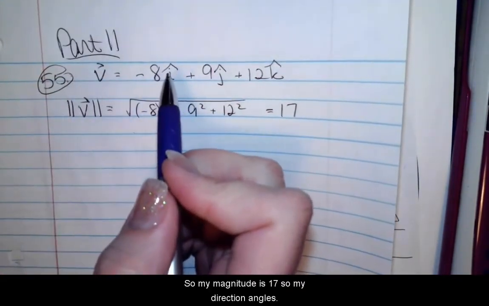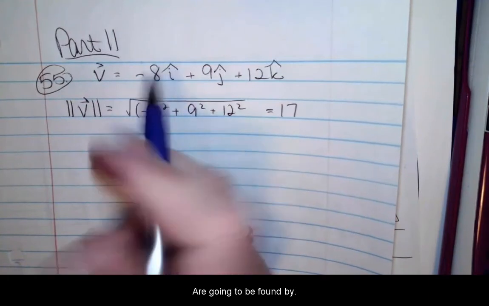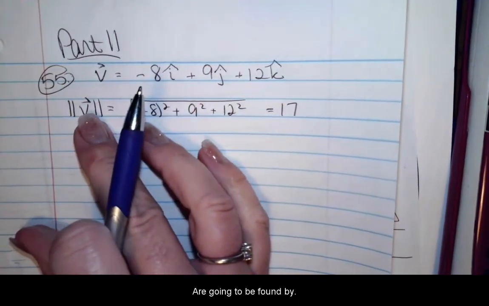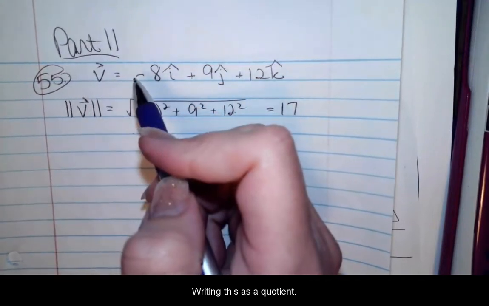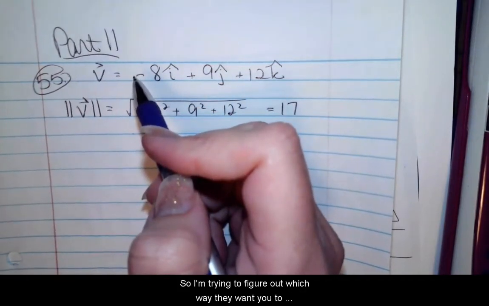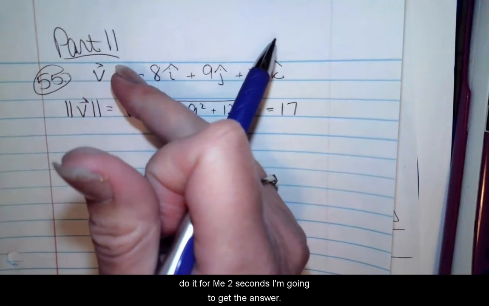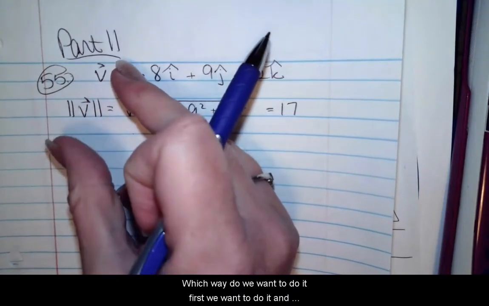So my direction angles are going to be found by writing this as a quotient. I'm trying to figure out which way they want you to do it first. Give me 2 seconds, I'm looking at the answer key. Which way do we want to do it first?